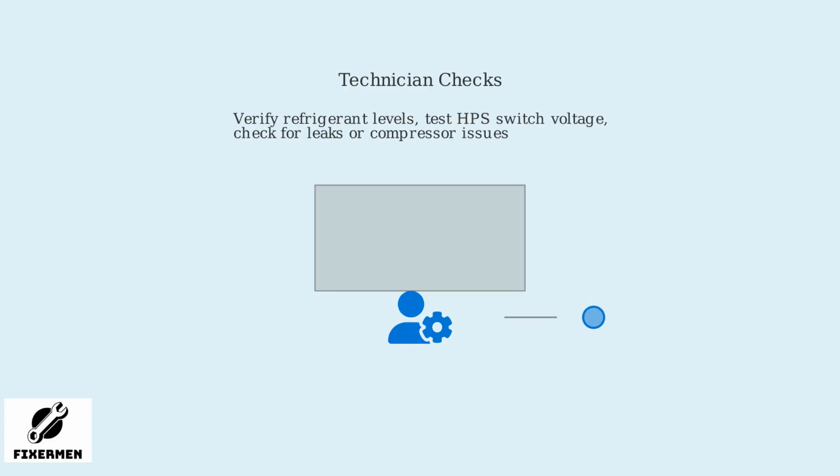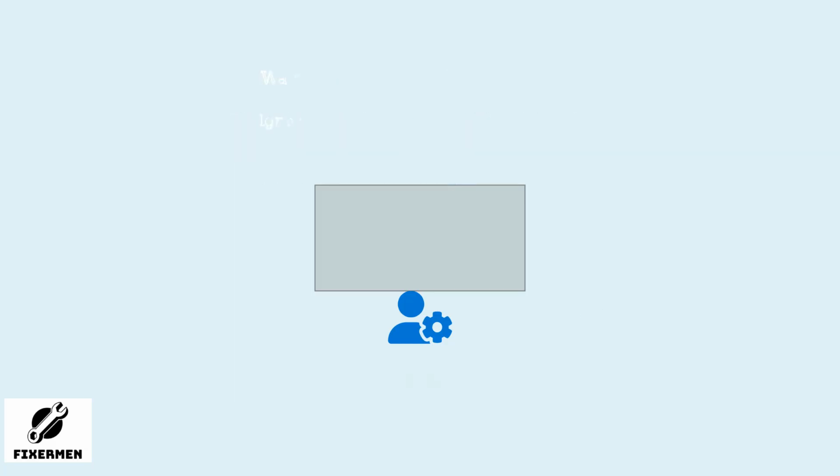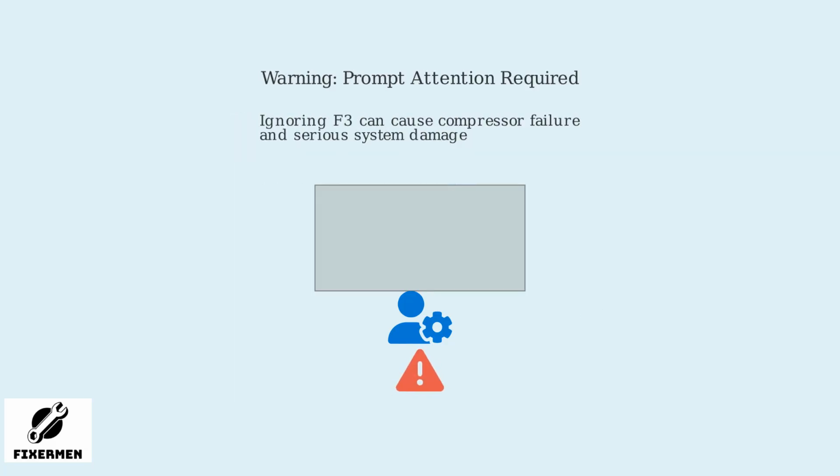They'll verify refrigerant levels are correct, test the voltage at the high-pressure switch to ensure it's functioning properly, and check for issues like refrigerant leaks or compressor problems. Some newer Goodman units feature advanced diagnostic capabilities, including data logging that can help technicians quickly identify the root cause of pressure issues. Remember, ignoring an F3 error is not advisable.